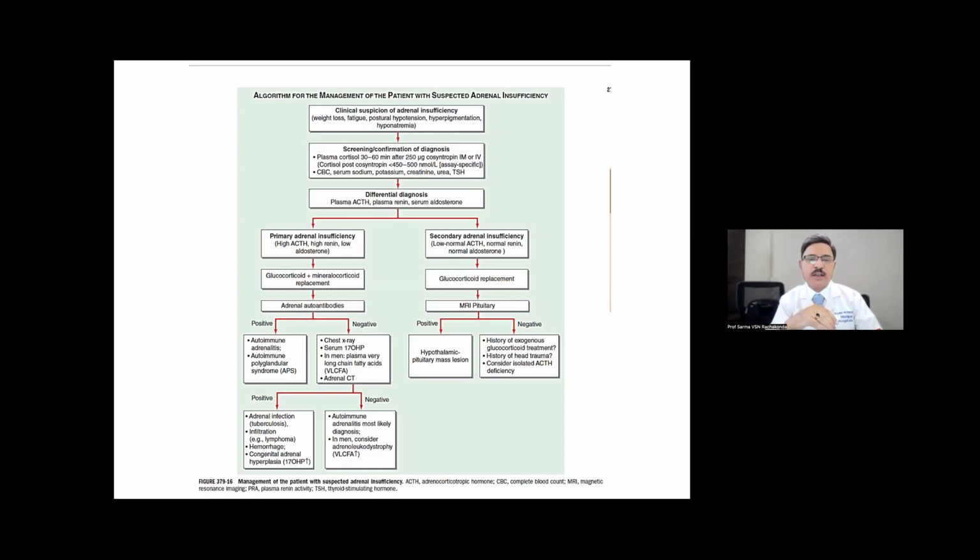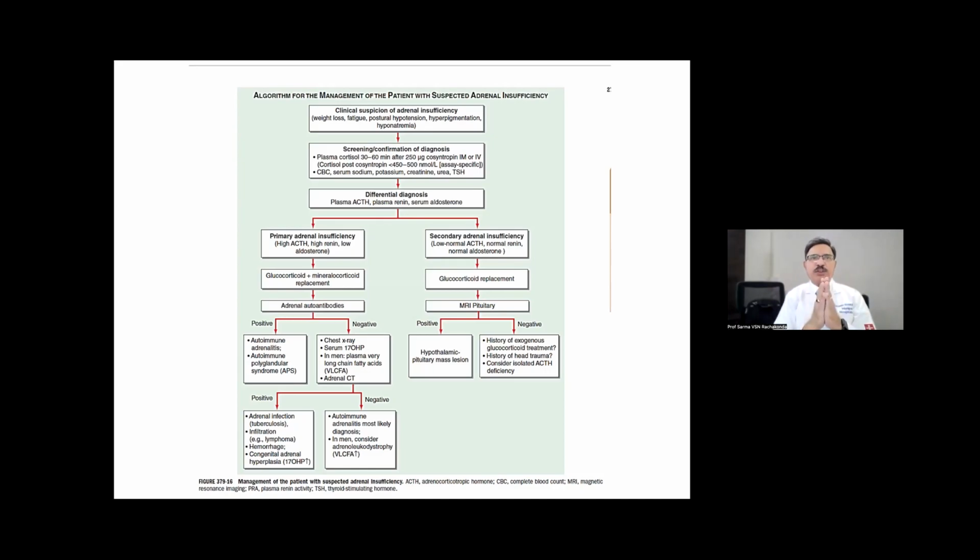Suppose I do an adrenal CT. If the adrenal CT is positive: tuberculosis, infection, infiltration, lymphoma, hemorrhage, congenital adrenal hyperplasia. If the adrenal CT is negative, autoimmune adrenalitis is the most likely diagnosis. In men, consider adrenoleukodystrophy, a very rare disease.